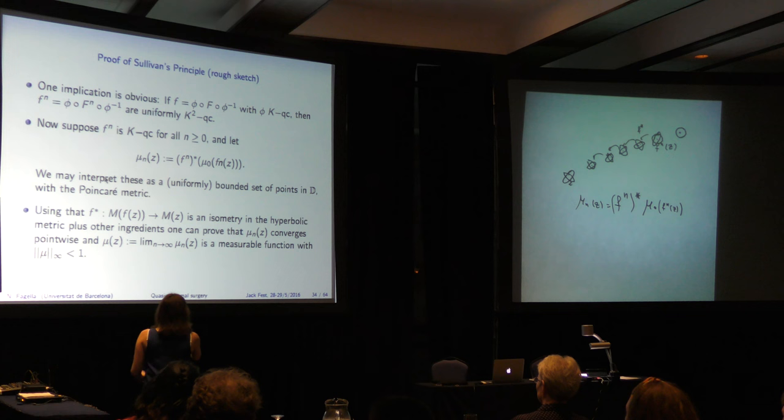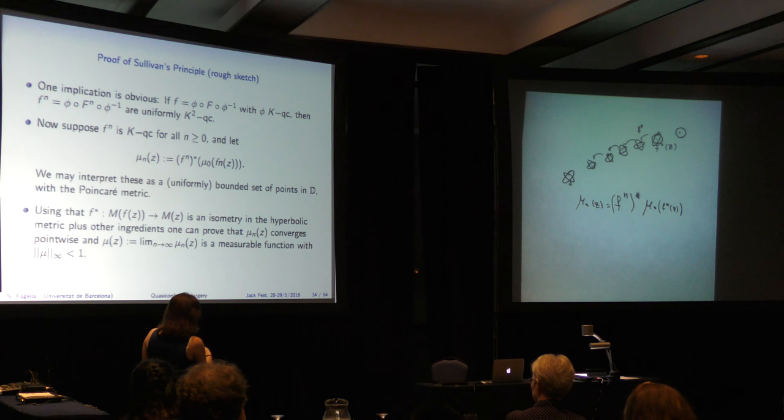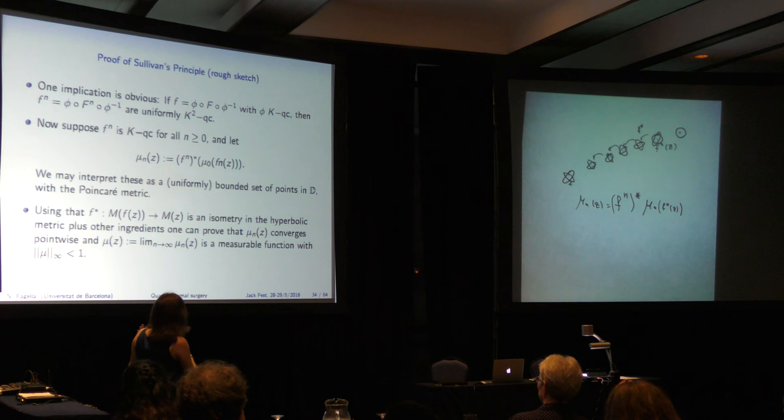Let me just say very roughly, this is a little complicated, but this pullback is actually an isometry in the hyperbolic metric. Because if you use f star to move an ellipse at f of z, looked at as a point on the disk, to an ellipse here over z, and you write down the formula of the pullback, you will see that this is actually a Mobius transformation. So this is really an isometry. And using this plus something else, you can see that this thing converges pointwise to a map, which is a measurable function. And this is your candidate to be invariant.